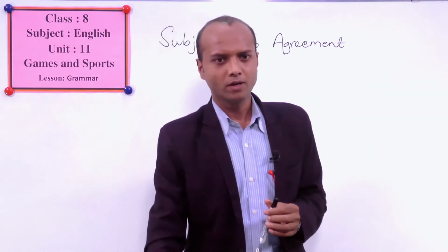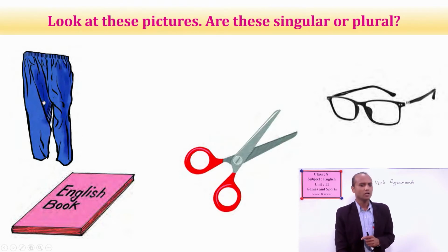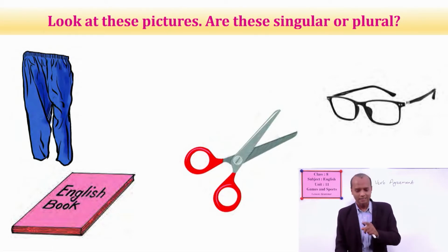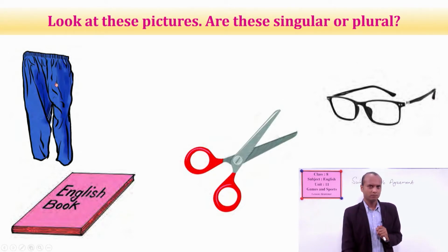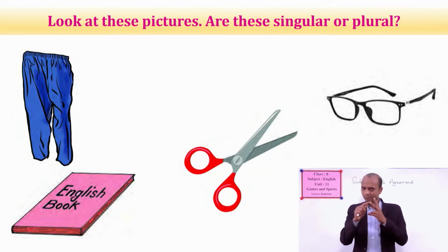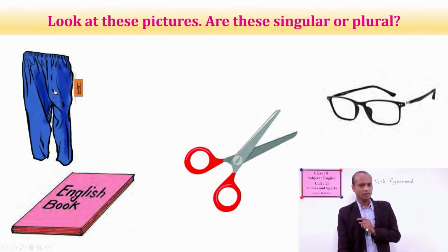Let's see. So what is it? What do you see there in the picture? It's a trouser. Very good. Is it singular or plural? Yes, it is plural. Do you know why? Okay, no idea? Because it has two legs. Got it? That's why trouser, as you said, is plural.